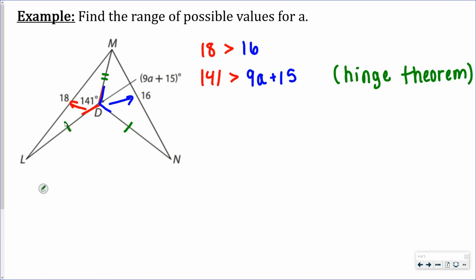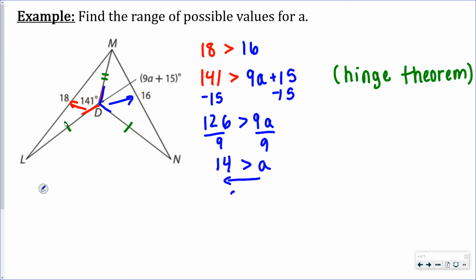Oh, my green marker wasn't working at all today. It just started working. All right, let's solve this one quick. So remember how we solve inequalities is exactly like equations. The only difference is if I ever multiply or divide by a negative, I got to flip my symbol, which doesn't come up in this case. I get this statement, which I would rewrite this going this way. A is less than 14. A has to be less than 14.